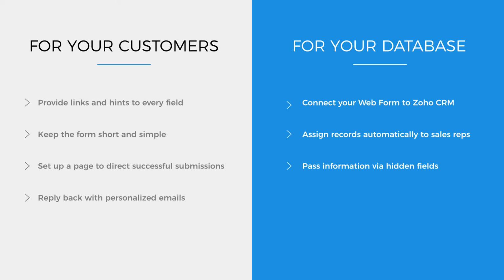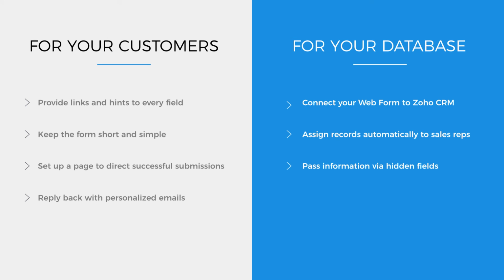For your database, make sure you connect the form to Zoho CRM. You can get the email information you want, and you will be able to further follow up with them from there. Assign records automatically to your sales reps. You can do this based on location, industry, or different levels of products. It takes out the manual work for you.